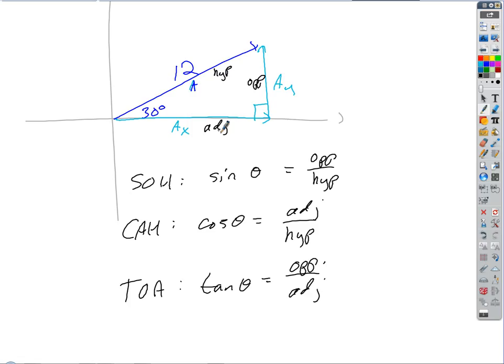Cosine, right? Because of CAH, this is the one that relates adjacent to hypotenuse. Well, that's adjacent and that's hypotenuse, right? So if we take the CAH relationship, the cosine relationship, look what we get. We're going to get cosine of 30 degrees, which is just a calculator number.